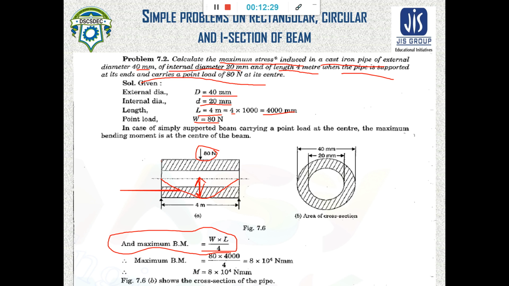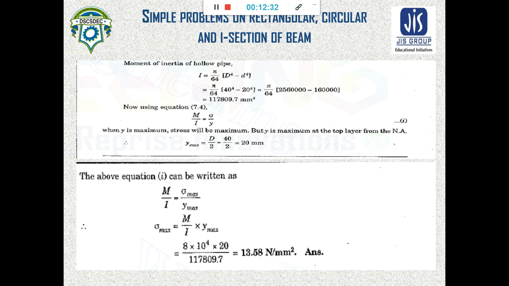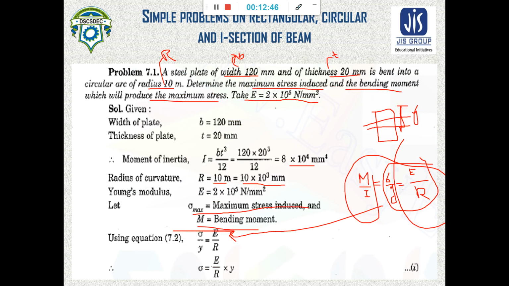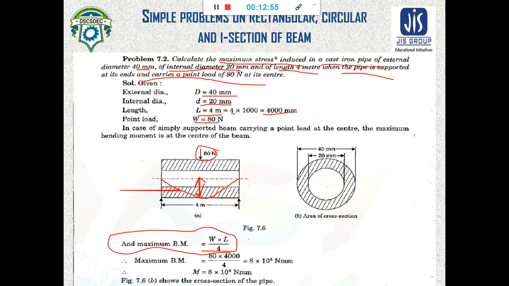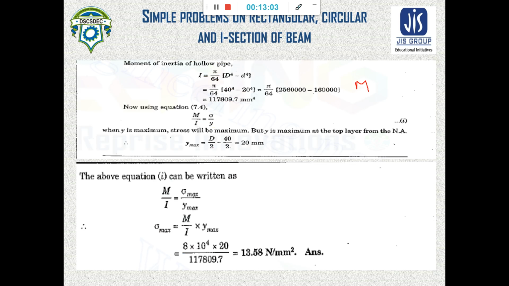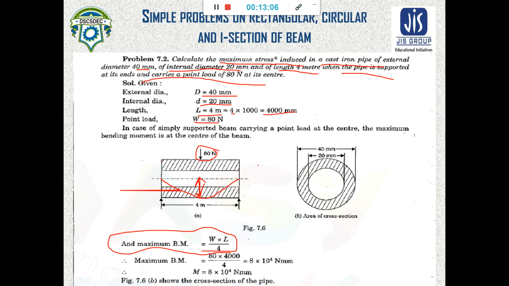We need to find the maximum stress induced. So for that we need to find the moment of inertia of the hollow pipe. Why do we need the moment of inertia? Because from the bending equation, we know M by I is equal to sigma by y. Now we need to find the maximum stress. So that can be found out by M by I is equal to sigma by y. Now M we just found, that is 8 into 10 to the power 4 Newton mm.